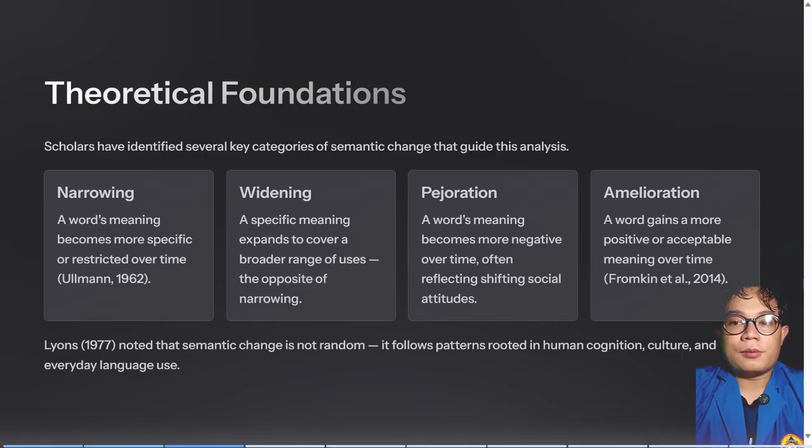It is when a word's meaning becomes more specific or restricted over time, as outlined by Stephen Ullmann. The second one is widening. It's the exact opposite of narrowing, where a specific meaning expands to cover a broader range of uses. The third one is pejoration. This is when a word shifts downward, gaining a more negative or offensive connotation due to changing social attitudes.